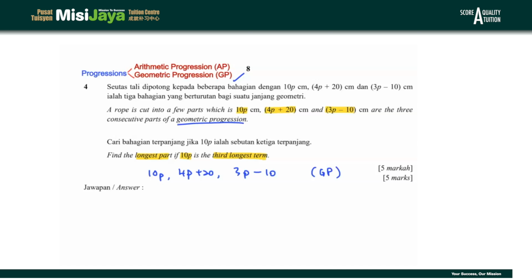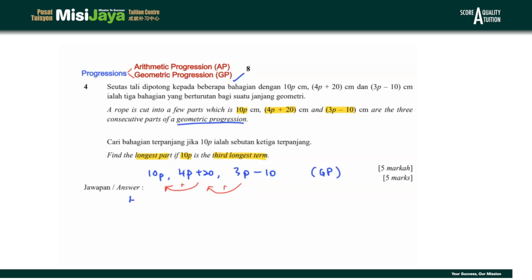Here I'm going to use the common ratio method. Common ratio method means I'm going to use the second term divided by the first term. This is actually not really first term, second term, third term. They just state that it's three consecutive parts, meaning part of a progression. Anyways, I can use this divided by this equals this divided by this, because the common ratio will be the same. So I'm going to make them equal to find the value of p.